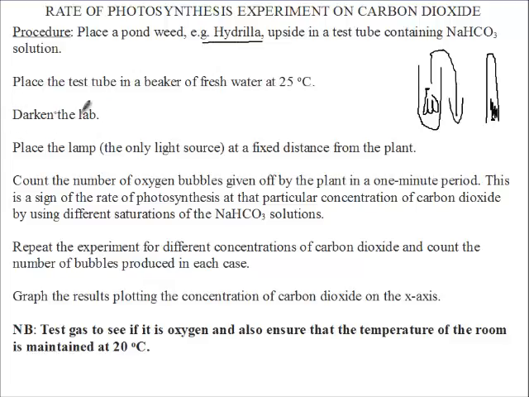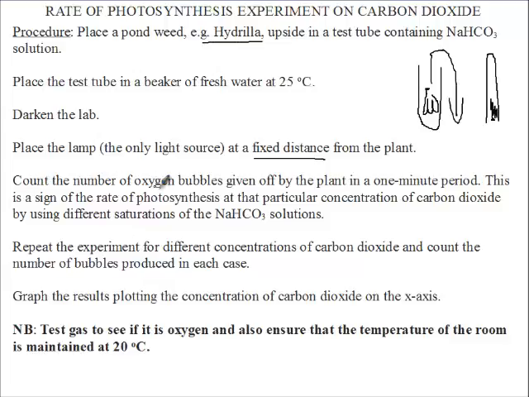The third thing we do is darken the room. This is because we want the lamp to be our only light source. Now we place the lamp, or the light source, at a fixed distance from the plant. This time around we are going to test the concentration of carbon dioxide, so the distance between the lamp and the plant will not be varied. We are going to place it at a fixed distance.